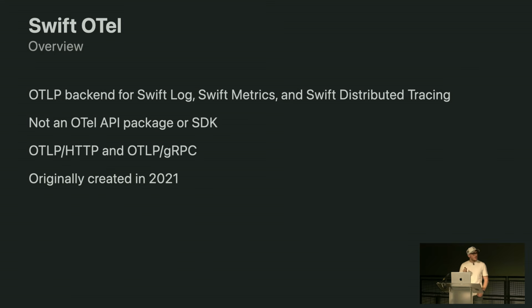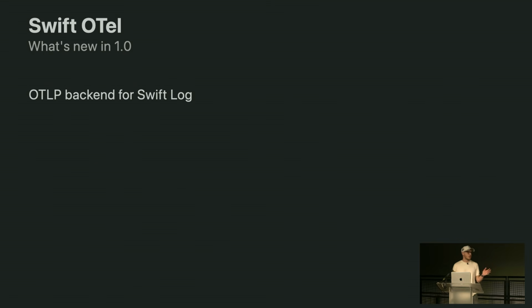SwiftOTel's been around for a while. Some of you may have already used it. In fact, it was one of the first backends for Swift Distributed Tracing. But recently, it's been updated for a 1.0 release. So what's new? Well, in addition to tracing and metric support, SwiftOTel now provides a backend for Swift Log, giving it full coverage of those three observability APIs.